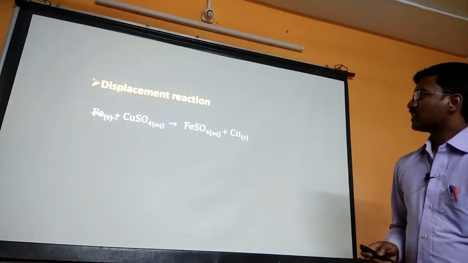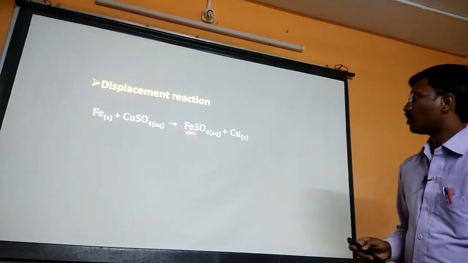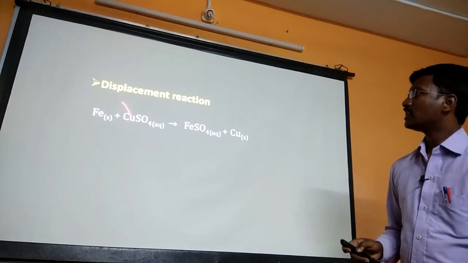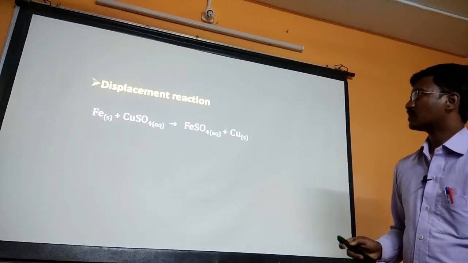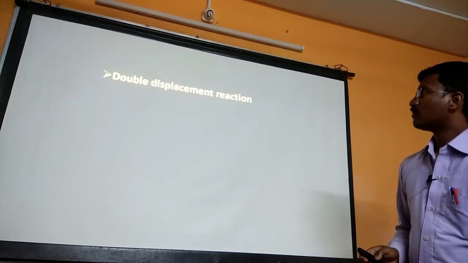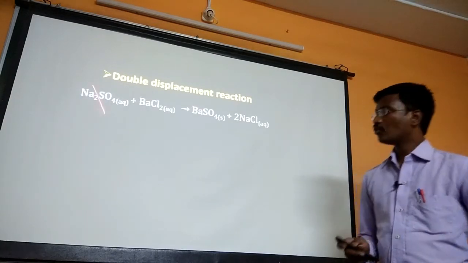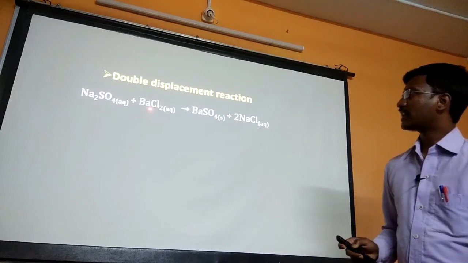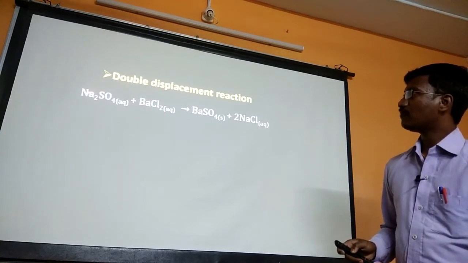In the displacement reaction, we are seeing that the two reactants form a product. It undergoes the displacement of a metal. This kind of reaction is called a displacement reaction. And coming to the double displacement reaction, here the reactants are two compounds: sodium sulfate reacts with barium chloride. Here there is displacement of two metals.